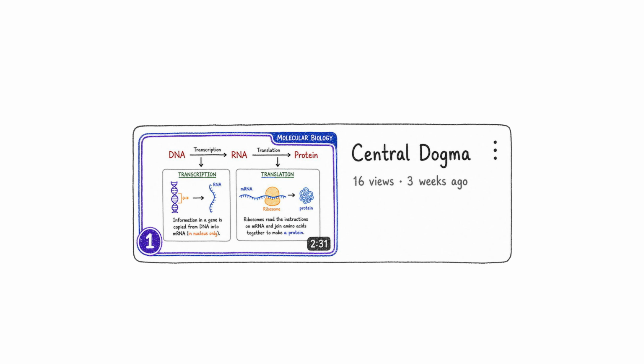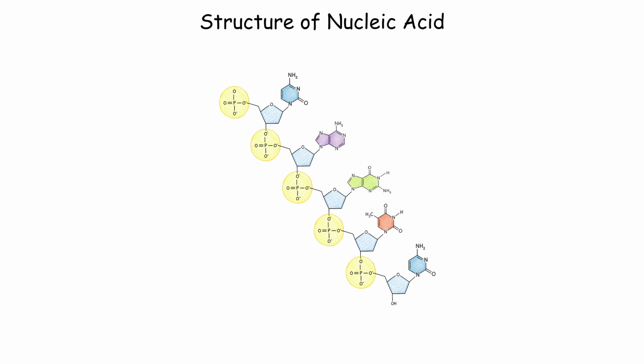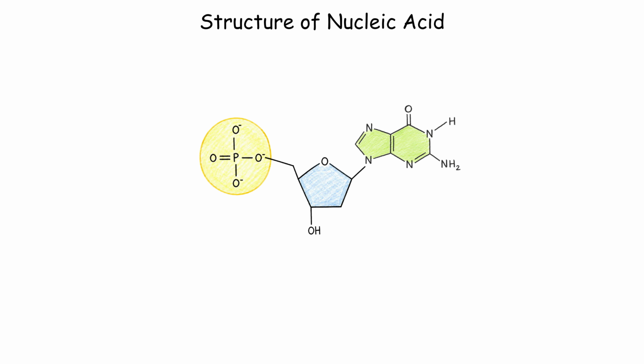We already discussed this flow in the central dogma video, so here we'll focus more on the structure of nucleic acids themselves. Nucleic acids are polymers. In simple words, they are large molecules made by joining many smaller units together. These repeating units are called nucleotides. Each nucleotide has three main parts: a phosphate group, a 5-carbon sugar, and a nitrogenous base.